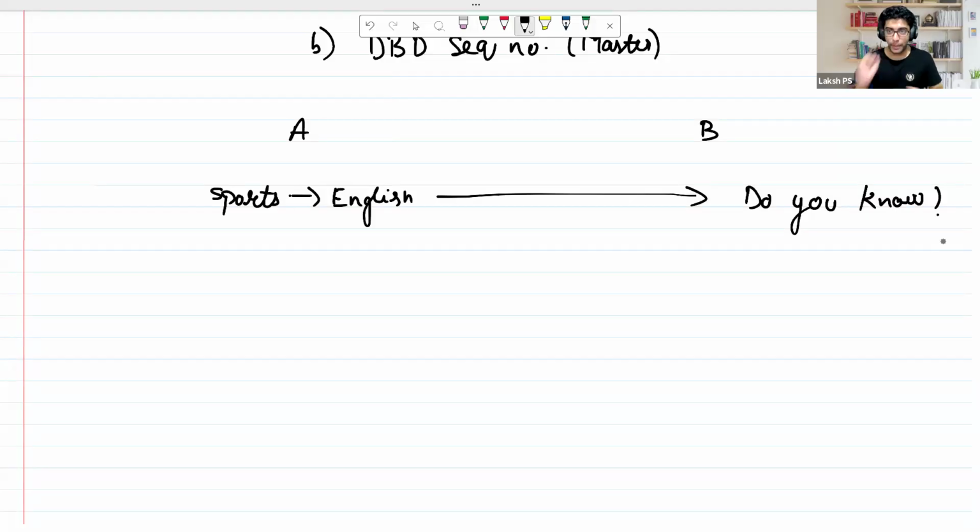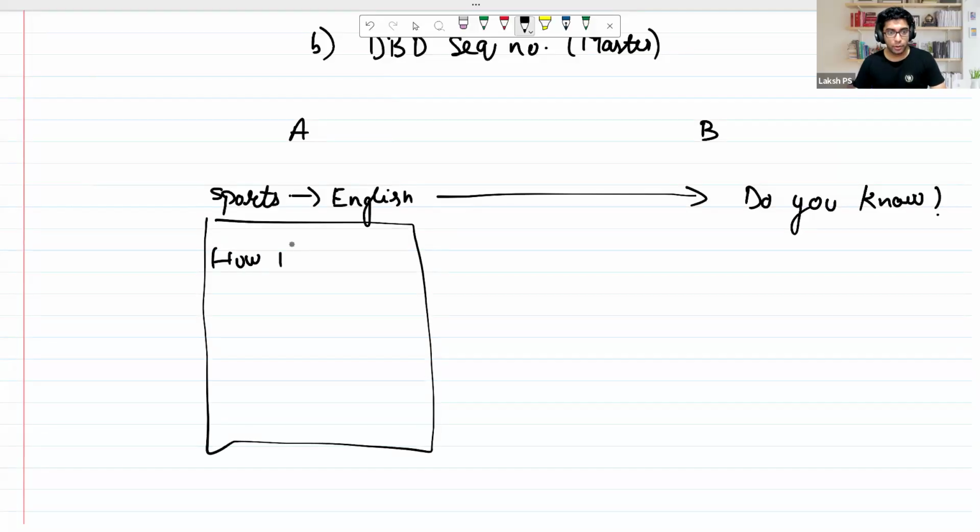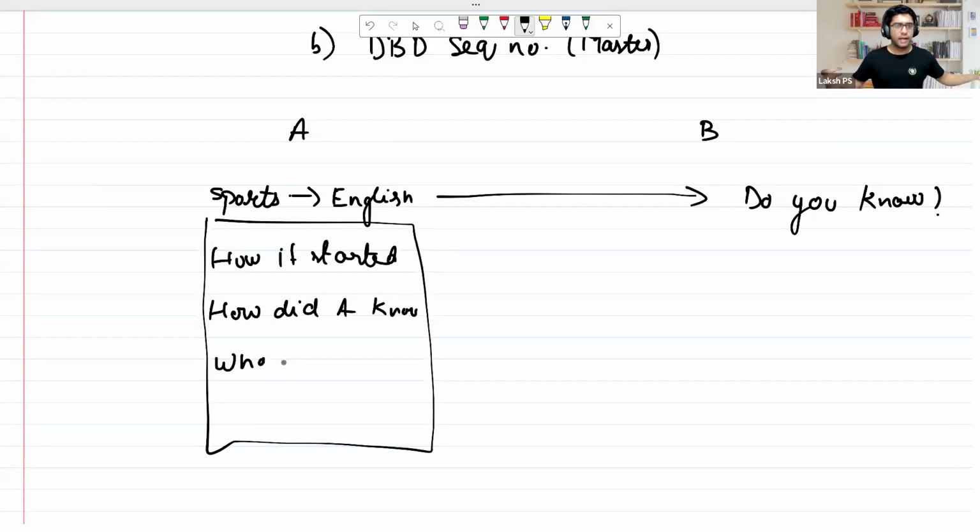Do you know? So basically, A is giving just a small hint of the whole database. The database has all the gossip: how it started, how did A know about it, who all knows about it. There are a lot of things inside this. But the first information is, do you know that the sports teacher has a crush on the English teacher? So that's a small description to B.